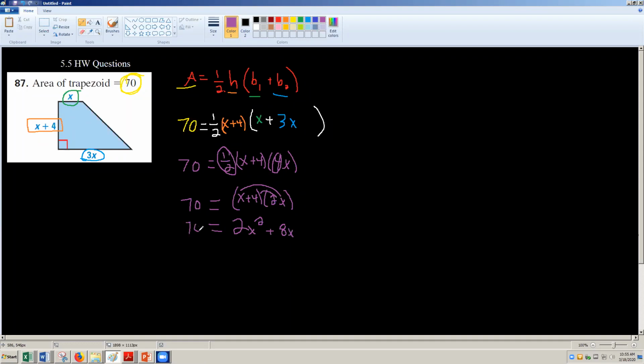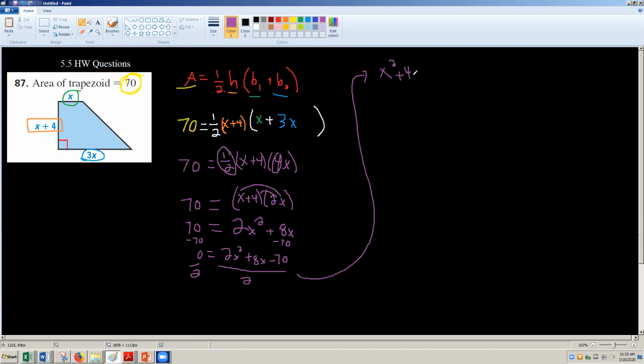And now from here, again, still equal to 70. I'm going to subtract my 70 over. So I get 0 equals 2x squared, oops, minus 70, plus 8x minus 70. And now I look at this equation, I'm like, okay, well, I could just do it like this, or I could divide the whole thing by 2, make my life easier. So now this ends up being x squared plus 4x minus 35 equals 0.